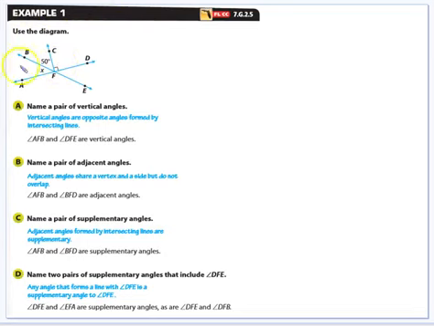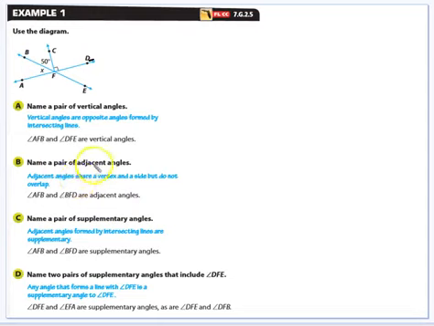All right, moving on. Use the diagram. So now they throw in a little bit extra, okay? Name a pair of vertical angles. So this is how it works. AFB and DFE. That is how you name an angle, okay? You list 3 points. When they give you points like this, it would be AFB and DFE because they're opposite. They're across from each other, and they are not next to each other. All right?